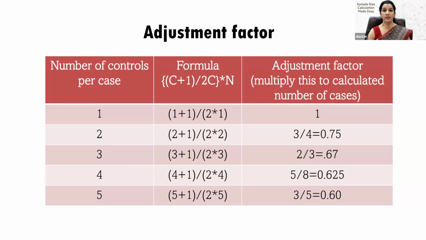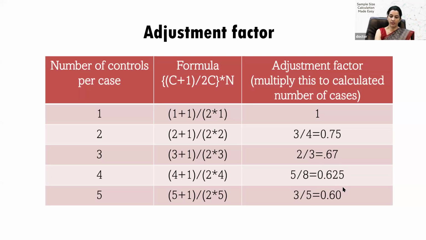Actually, we are showing this. You don't have to do this, but you should know how it works, in case you are asked this question, up to what number of controls you can take. It only depends on the available number of cases you have. And then again, if there are 4 controls per case, then your multiplication factor is 0.62. Similarly, if there are 5 controls, you can see 0.60.